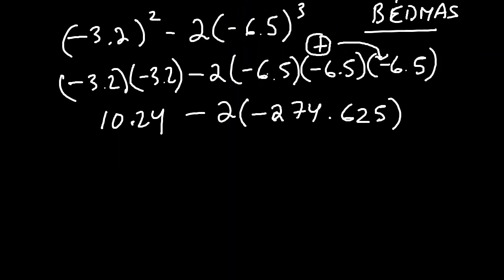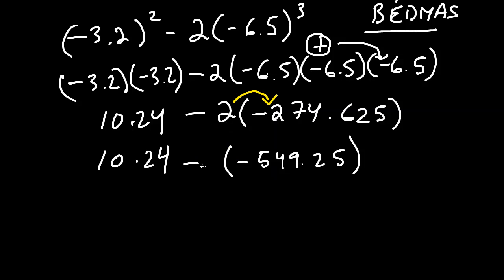So what's our next step? Well, we have 10.24, and BEDMAS tells us that multiplication comes before addition and subtraction. So we've got to multiply this 2 times a negative 274.625 before we do the subtraction here. So what does that give us? Well, 2 times negative 274.625 gives us negative 549.25.